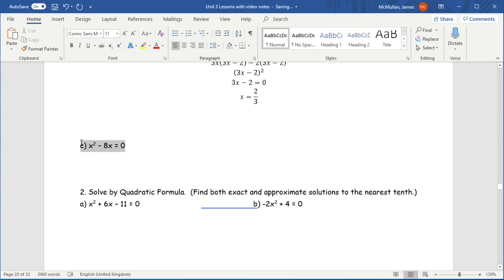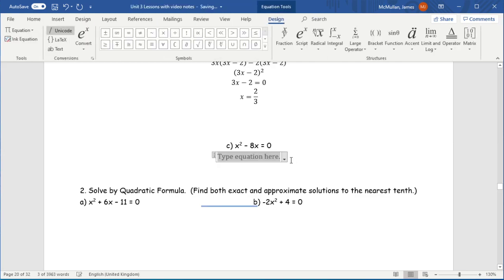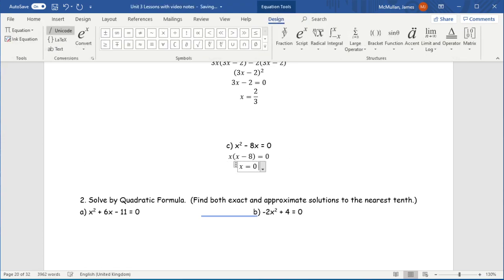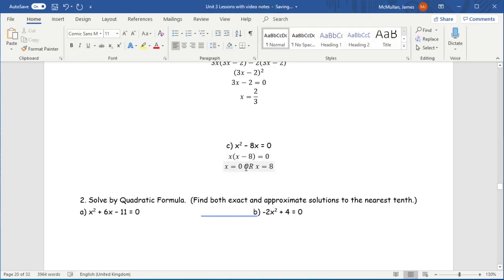Here we're asked to, again, factor. One side is already equal to 0, so it's already ready to go. We factor out an x, and we get x minus 8. So there's two ways that this could be 0. Either the x could be 0, or the x minus 8 could be 0, so x is 8. Those are the two different ways that equation could be equal to 0. So that's how you solve when you are solving by factoring.